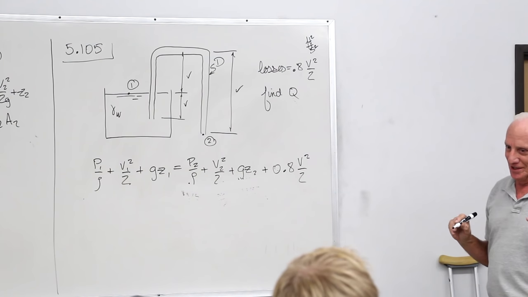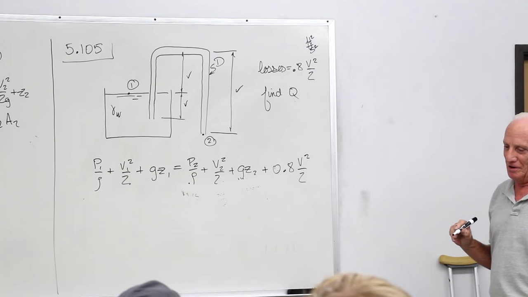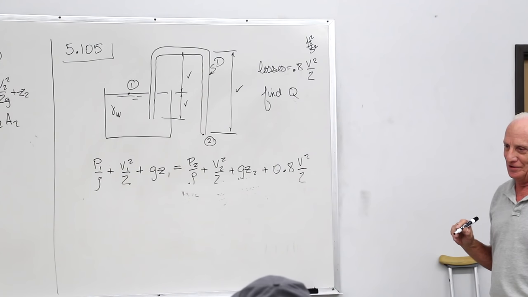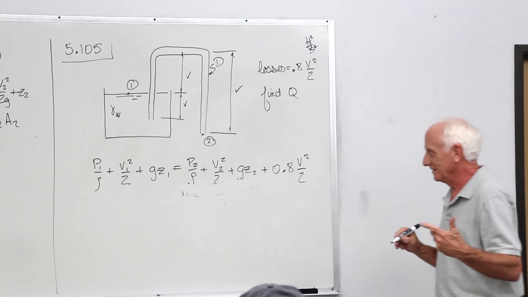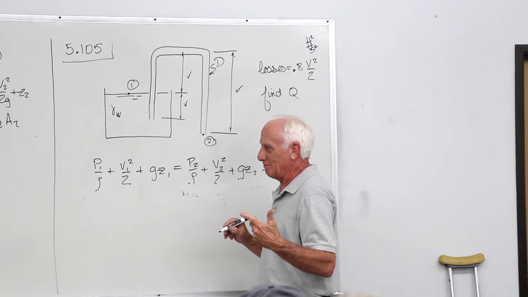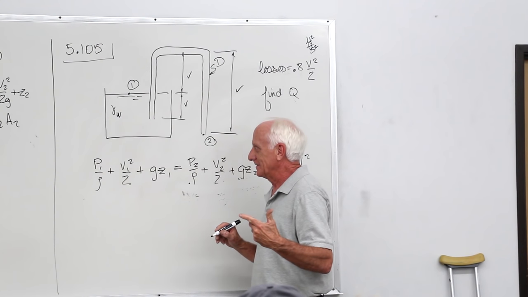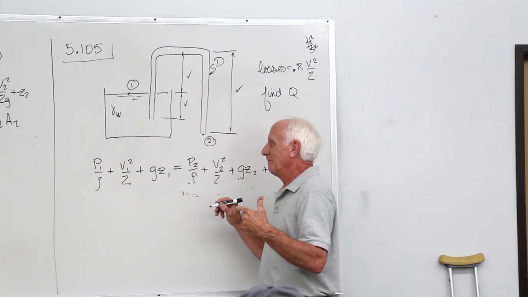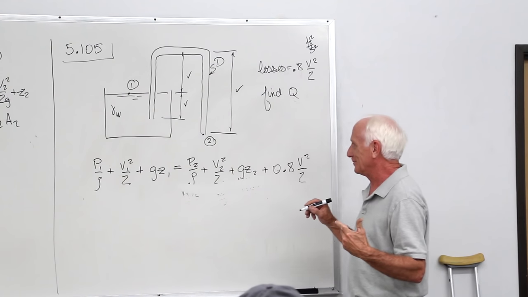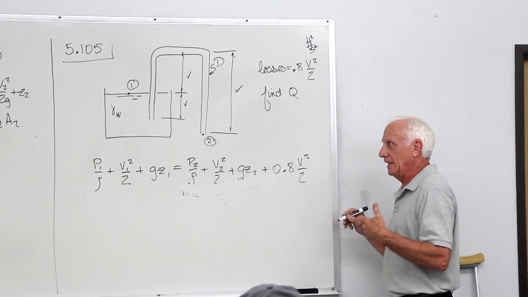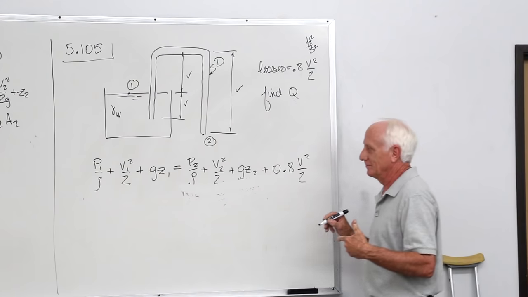Now again, just so you know, there are three velocities, V1, V2, and V. They're all different, generally. V1 is the velocity at point one on the control surface, if you draw one. V2, the velocity at point two. And V, the velocity in the pipe.